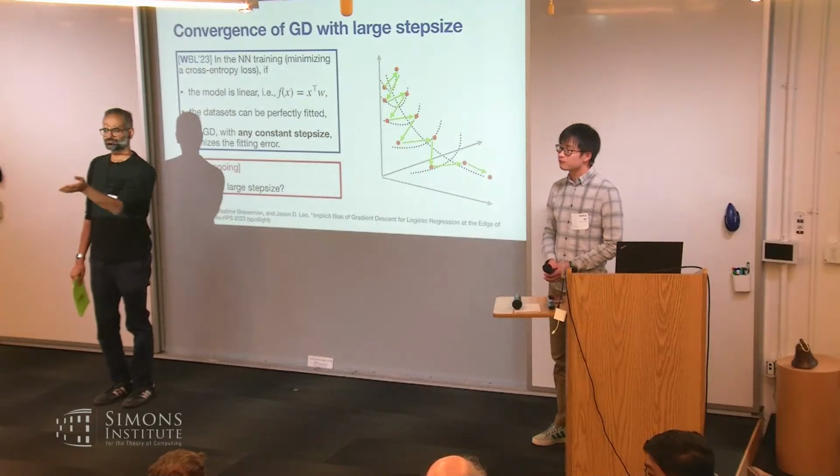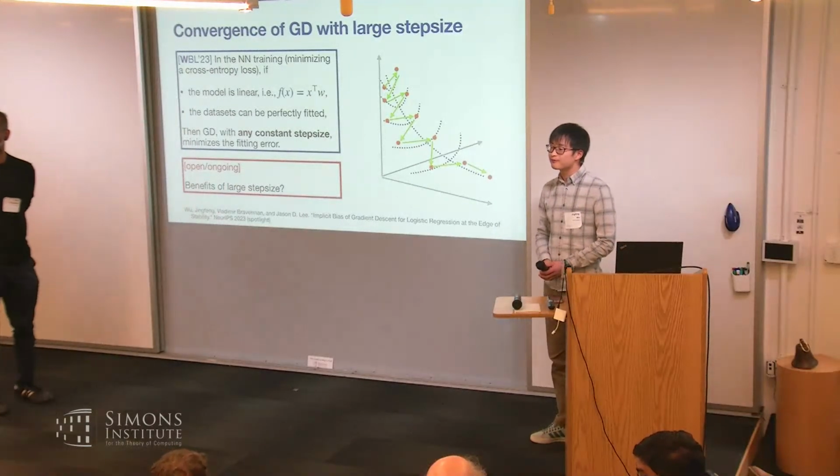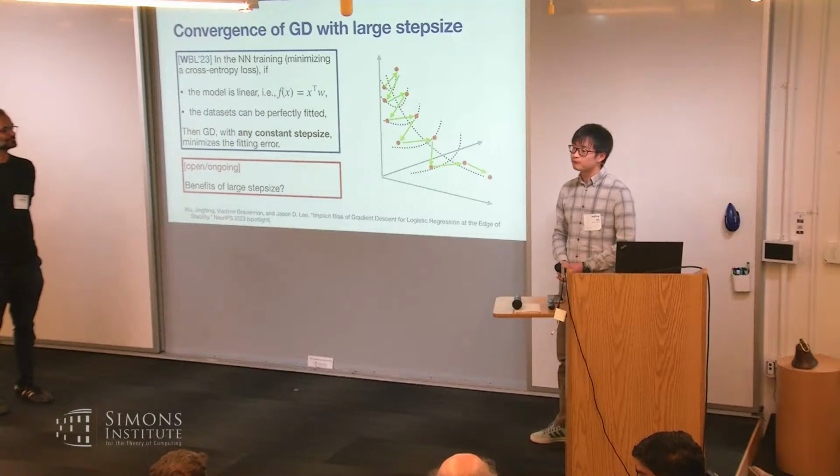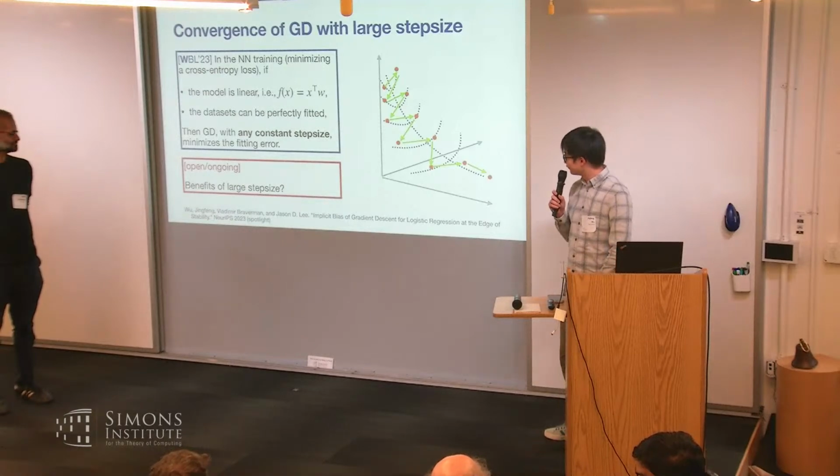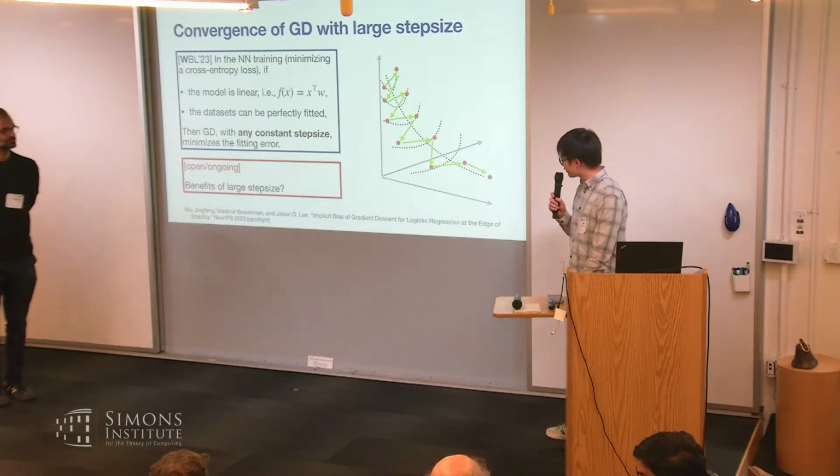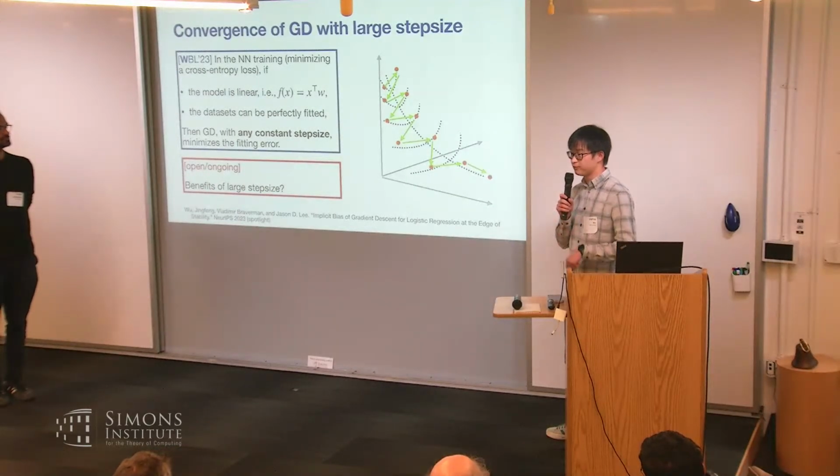Is the answer to the open question about the rate? Like how fast the rate is? The asymptotic rate, you can show in this problem the asymptotic rate is the same. So the benefit comes in finite time.